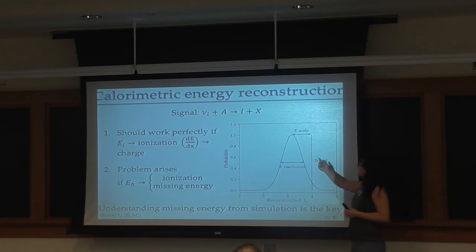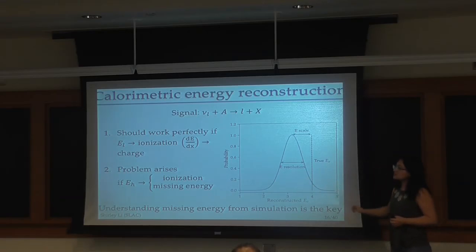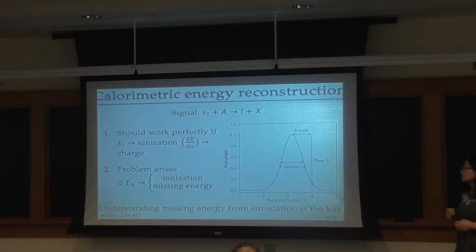And even if you do it correctly, there's still a fluctuation of missing energy on an event by event basis, and that introduces energy resolution. So we want to correctly simulate the energy resolution, and we want to simulate the average energy loss so that there's no energy scale error. Make sense?